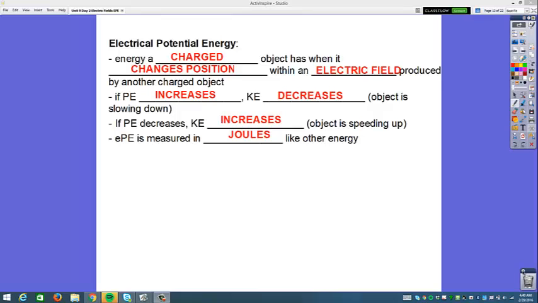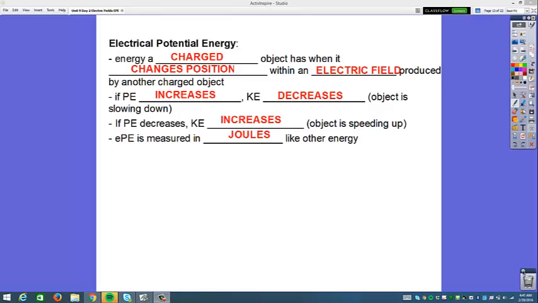As you change your height, your gravitational potential energy changes. As you change your position, you're going to change your electric potential energy. Okay, and again, you're looking at these as charged particles moving in an electric field. So just like with gravitational potential energy, your potential energy and your kinetic energy are opposites. Remember that idea of conservation of energy. Your total energy cannot change.